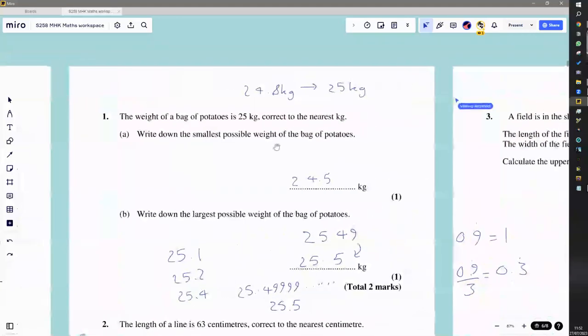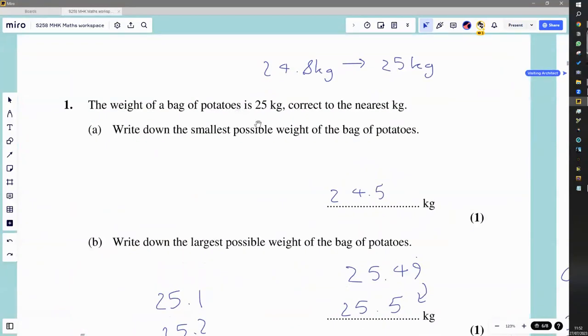So this is upper and lower bounds. If we've got a weight of potatoes is 25 kilograms to the nearest kilogram, basically whenever you measure anything, you're always rounding. If I measure the length of a table, it's like, I don't know, 13.2 centimeters. I'm doing it to the nearest 0.1 centimeters. I don't know what it actually is in reality, because no matter how accurate your measuring device, it's not infinitely accurate. So you can't keep going down.